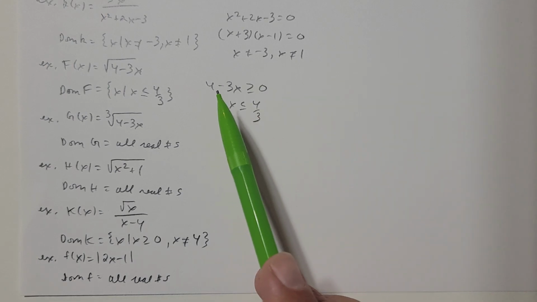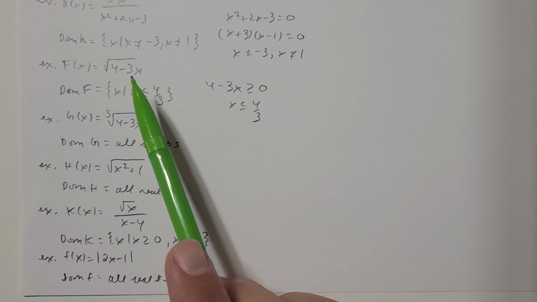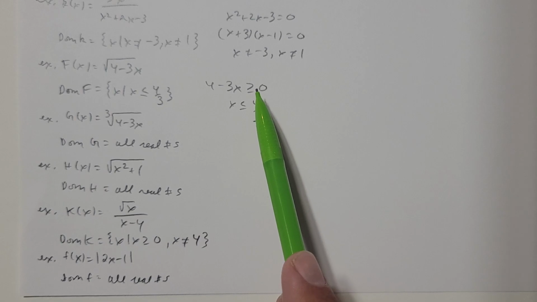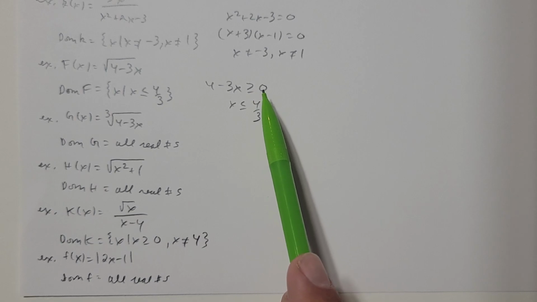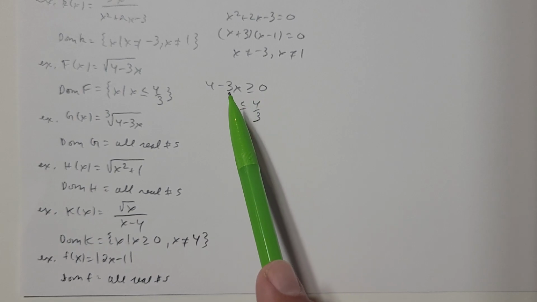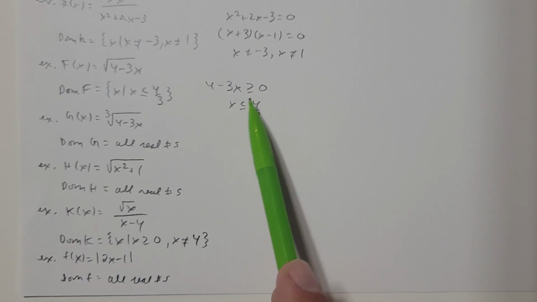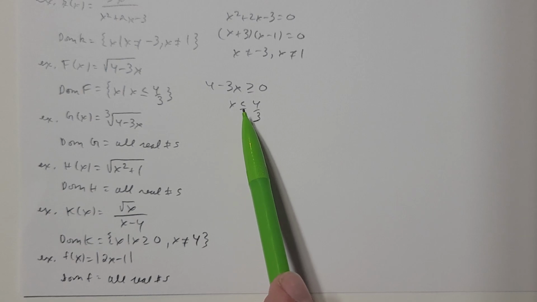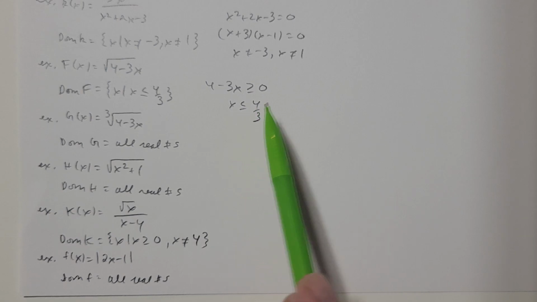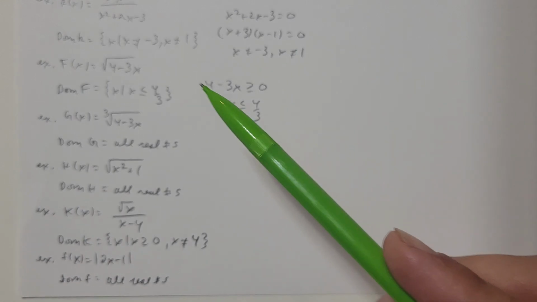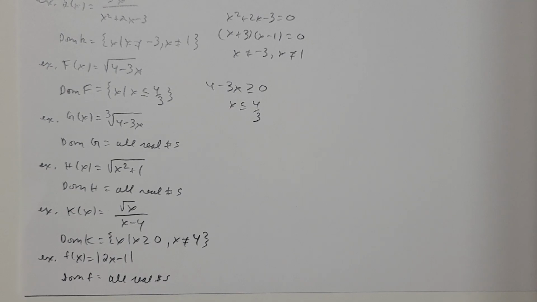So just on the side, I'll set 4 minus 3x to be greater than or equal to 0, because I don't want that to be a negative. If I solve this inequality for x, let's add 3x and then divide by 3, x would be less than or equal to 4/3.